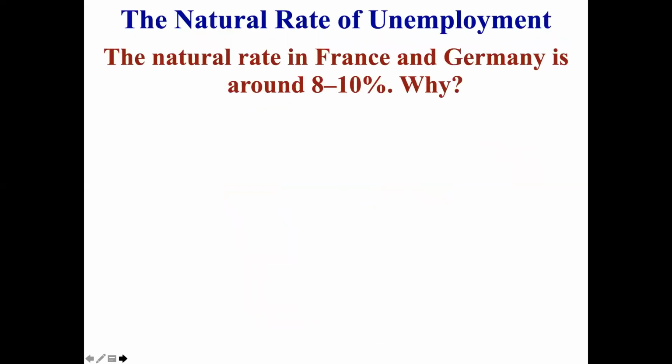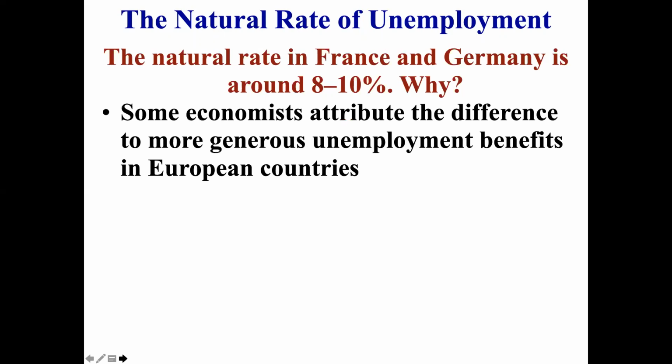In European countries like France and Germany, the natural rate of unemployment is actually more like 8 or 10%. Why do you think this might be? What do you know about these societies that might explain this difference? Okay, the answer is that some economists attribute that difference to more generous unemployment benefits in European countries.